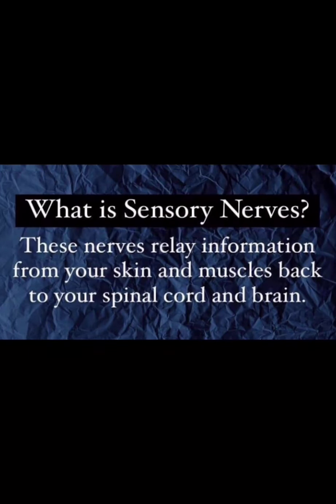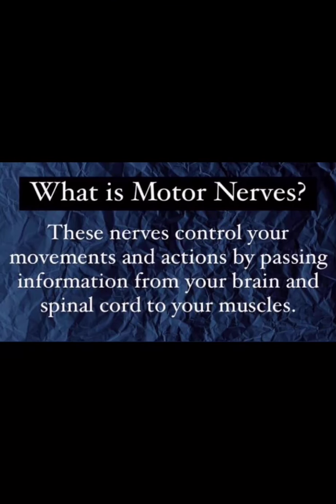What are sensory nerves? These nerves relay information from your skin and muscle back to your spinal cord and brain. And lastly, what are motor nerves? These nerves control your movements and actions by passing information from your brain and spinal cord to your muscles.